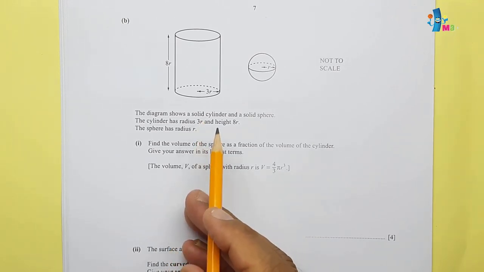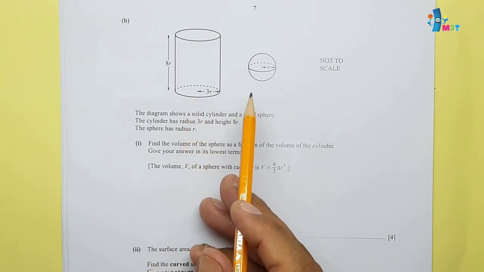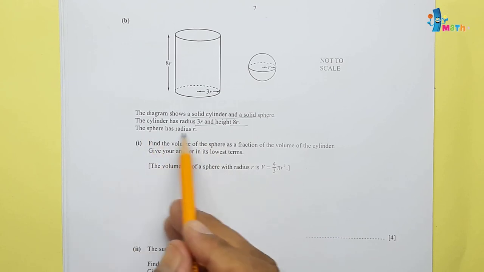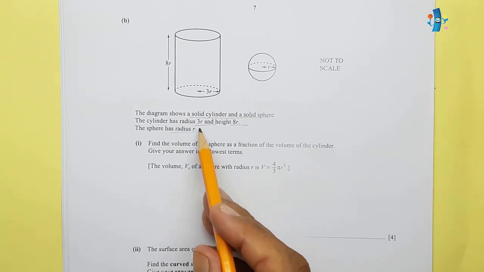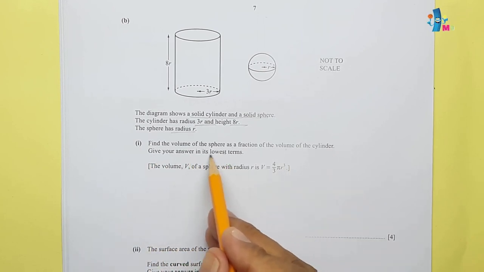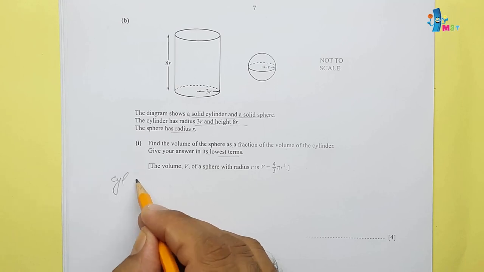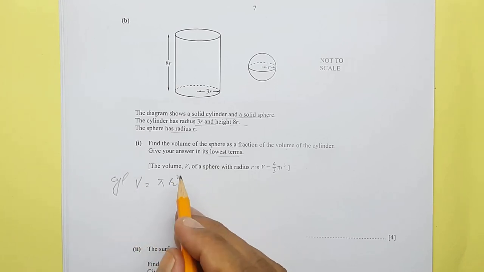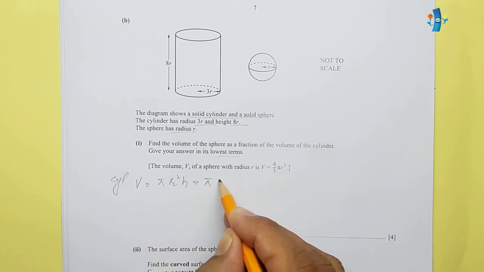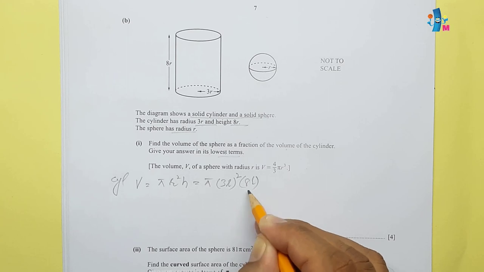Now the B part. This is a cylinder with radius 3R and height 8R, and this sphere with radius R. The diagram shows a solid cylinder and a solid sphere, and these are the radii. Find the volume of the sphere as a fraction of the volume of the cylinder. Give your answer in the lowest terms. So for the cylinder, volume will be equal to pi r square into h. So this will be equal to pi into 3R, the radius, squared, into h, which is 8R.